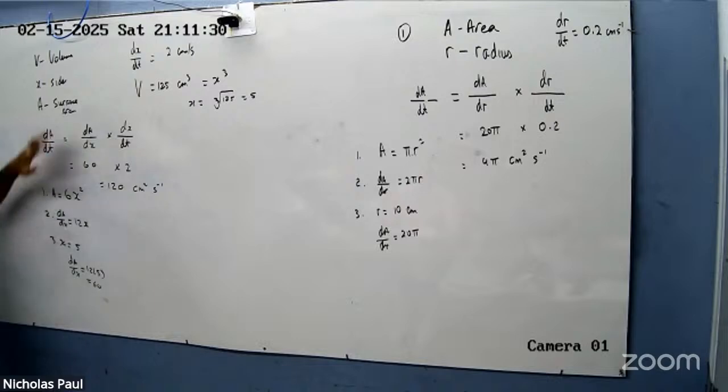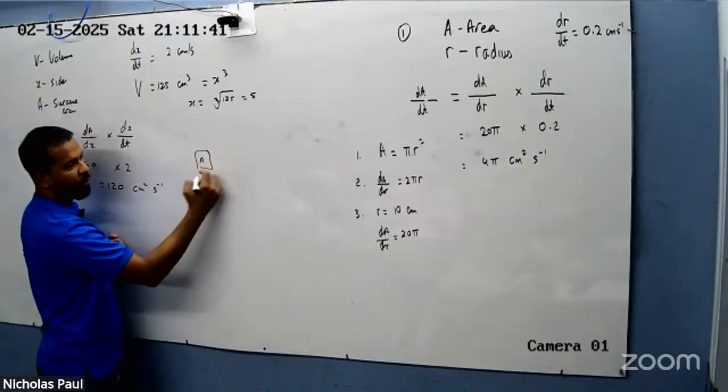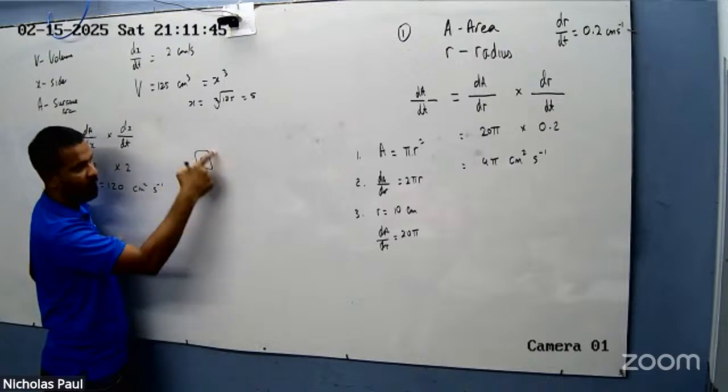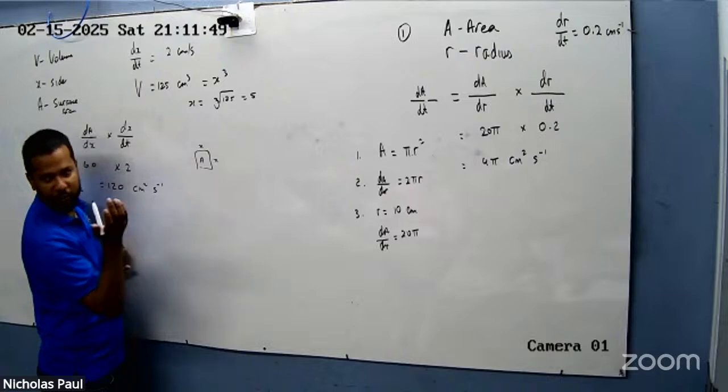Use anything, you can use S if you want. But remember, it must have a variable. So the variable, remember, is a cuboid, right? So what is the variable you're going to use to find area? Sides, right? So you could choose X. I choose X. You could choose X.